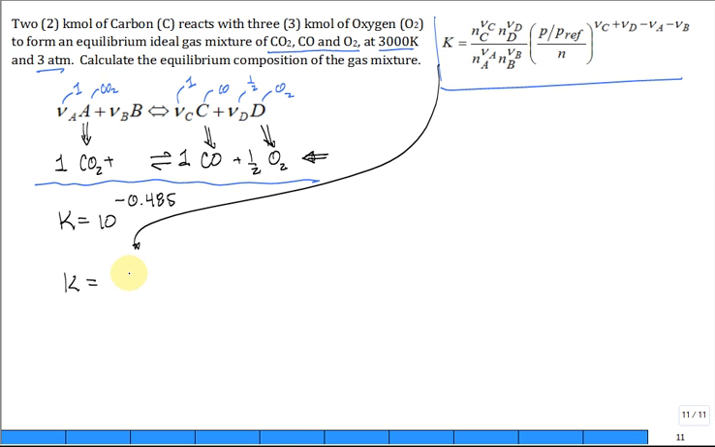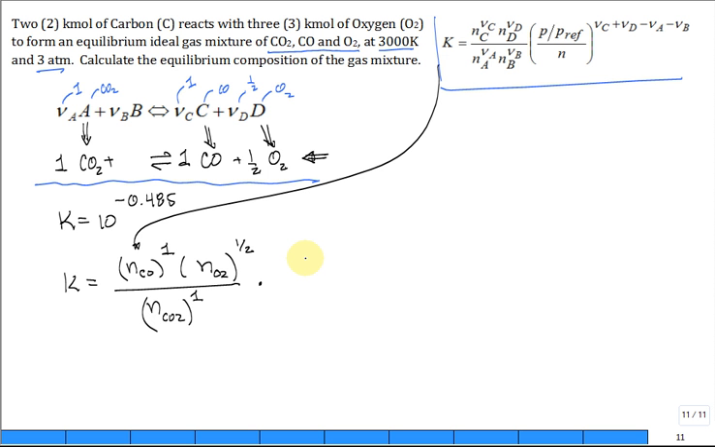And now we just write down the number of moles of my C component. That's the number of moles of carbon monoxide raised to the 1 power, times the number of moles of the D component, which is oxygen, O2, raised to the 1/2 power, divided by the number of moles of my A component, carbon dioxide, raised to the 1 power. And forget the n sub B raised to the nu sub B. It's like 1 raised to the 0. It's just 1. Leave it out.